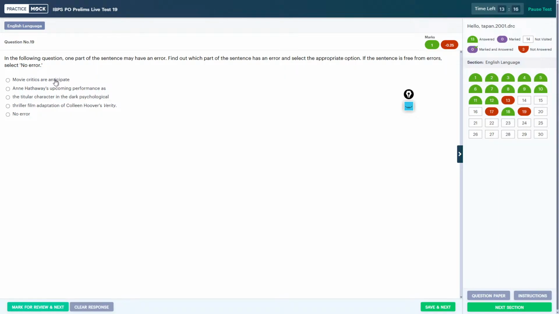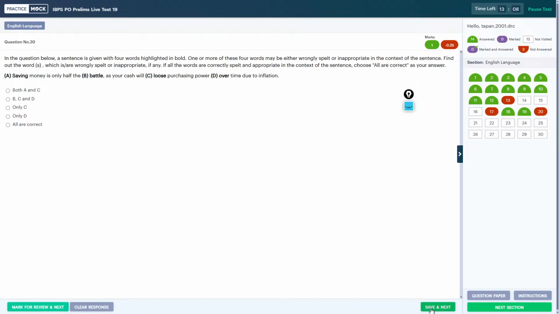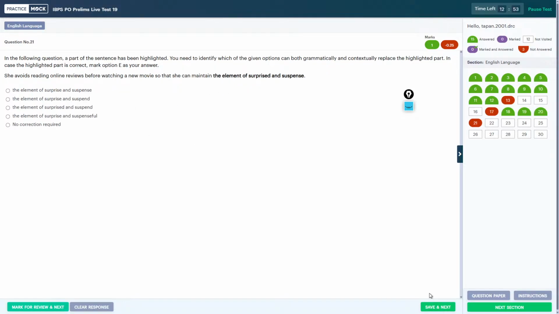Okay. Movie critics are anticipating. Saving money is only half the battle as your cash will lose purchasing power over time. So only C is incorrect. She avoids reading online reviews before watching a new movie so that she can maintain the element of surprise and suspense. The element of surprise and suspense.